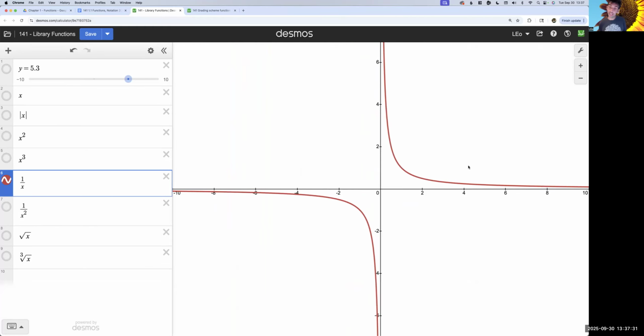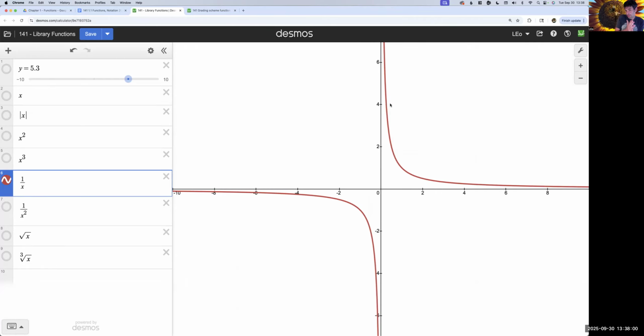On the left side, if we're looking at values between 0 and 1, the smaller the input number is, the larger the output. 1 over 1/2 is the reciprocal of 1/2. So when you put in 1/2, the output is 2. The reciprocal of 1/2 is 2. The reciprocal of 1/4 is 4.